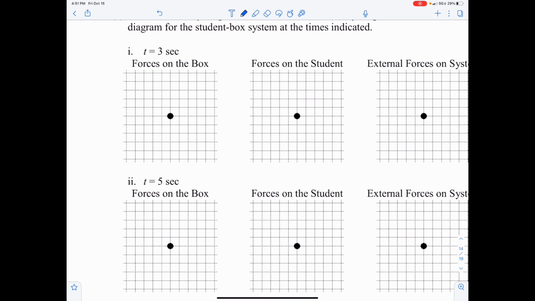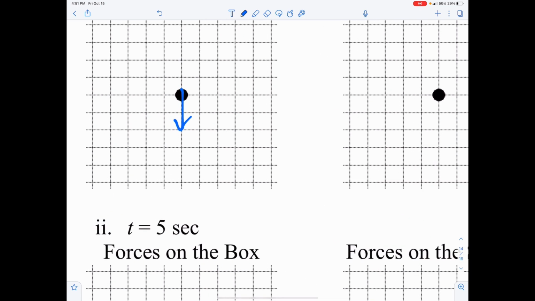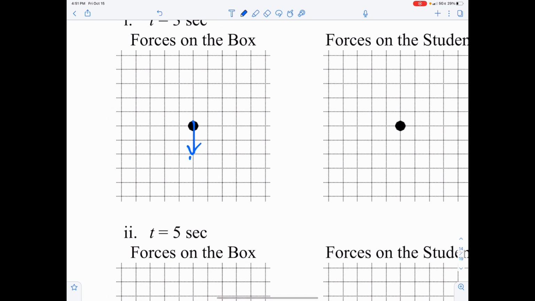I'm just going to draw a couple arrows going down, a couple spaces going down. There would be the weight of the box and the normal force of the box. Now there's going to be a force due to tension going to the right because the box is being pulled to the right. Since the box is still on the smooth surface, there is no friction at this point.